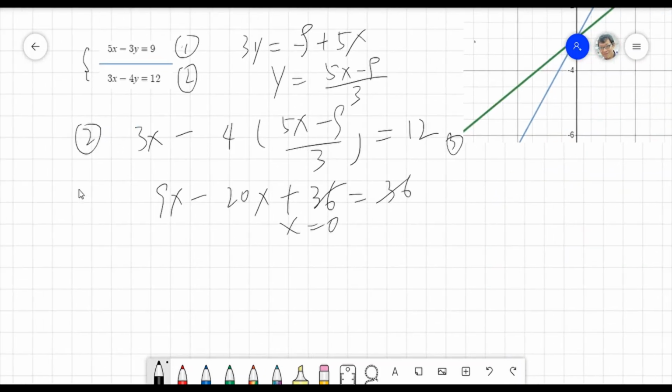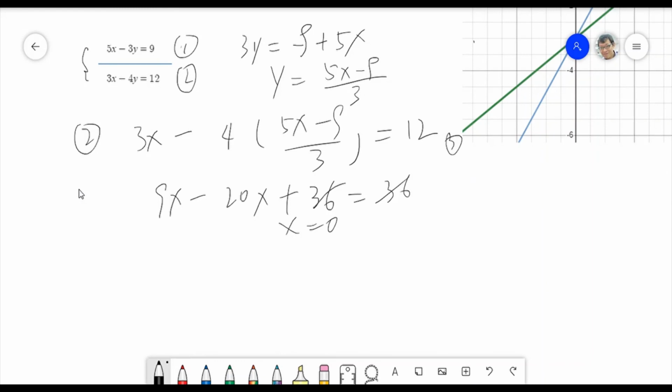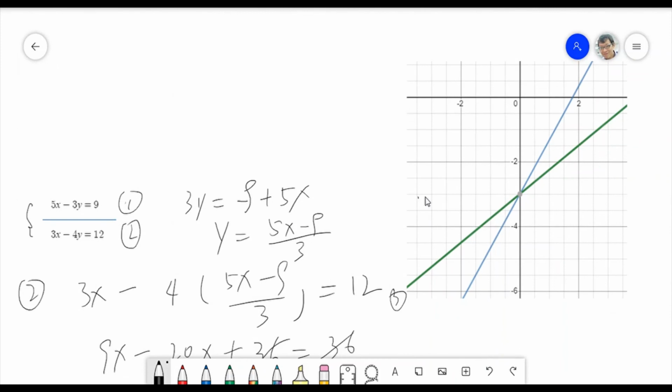So if x equals 0, we substitute into equation 1. So negative 3y equals 9, y equals negative 3. Exactly, beautiful, right? Negative 3.